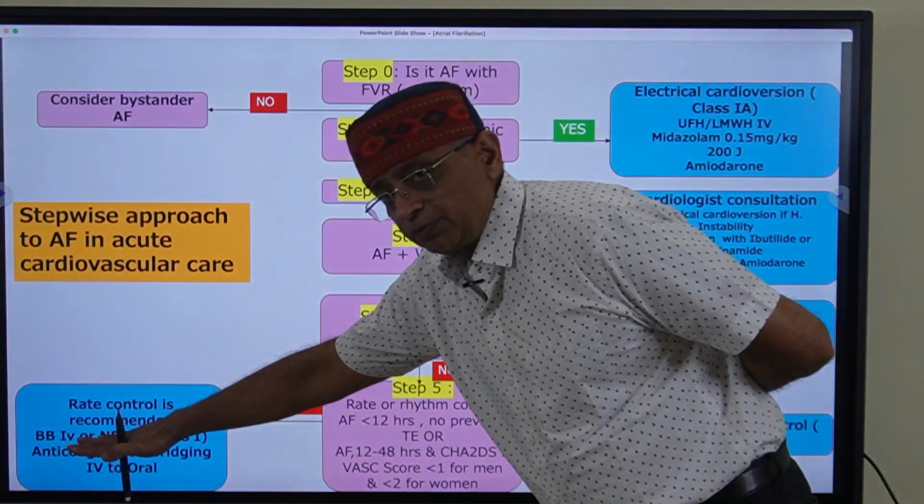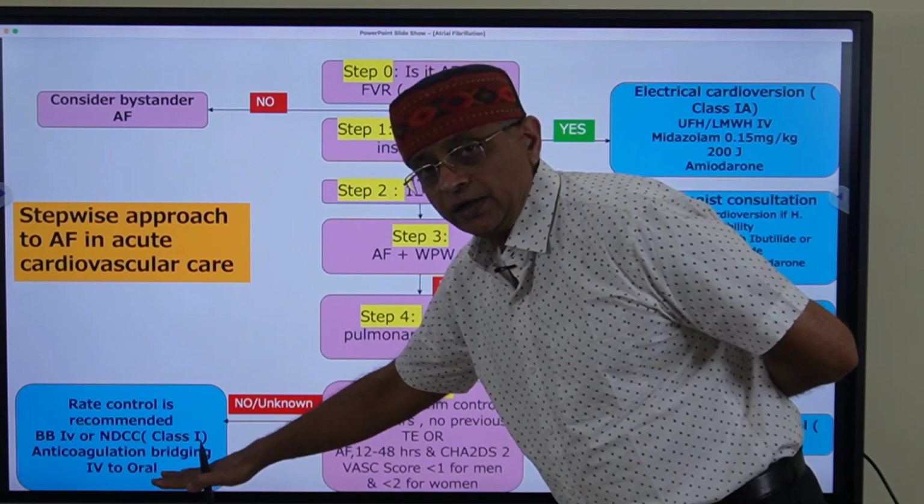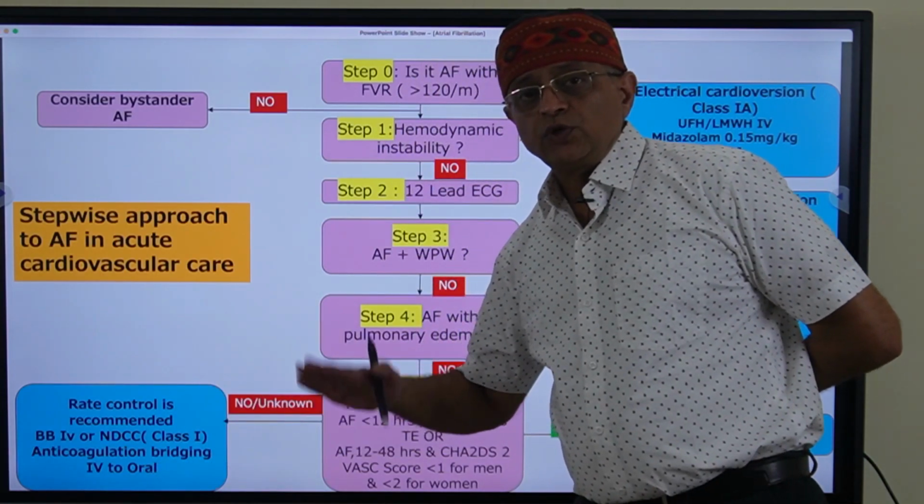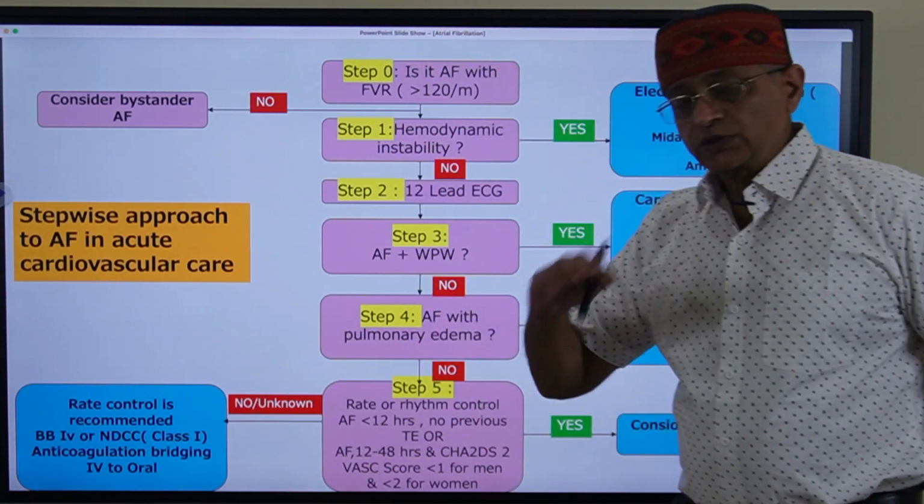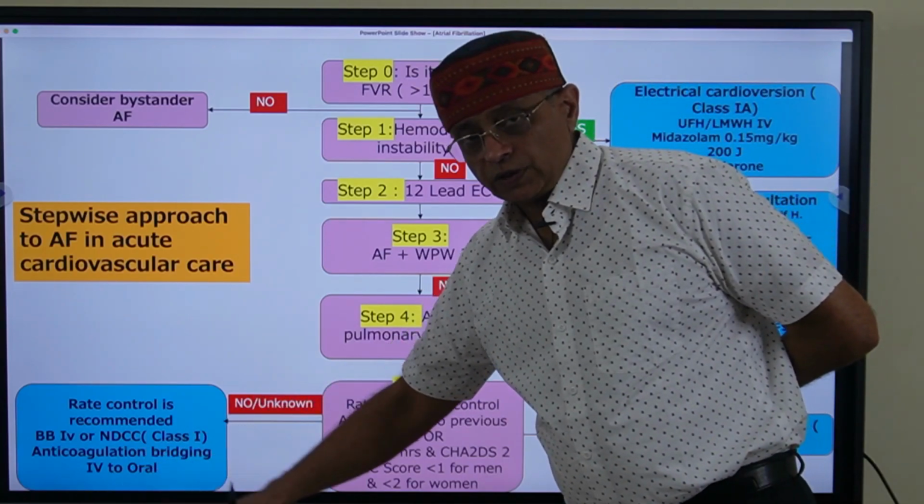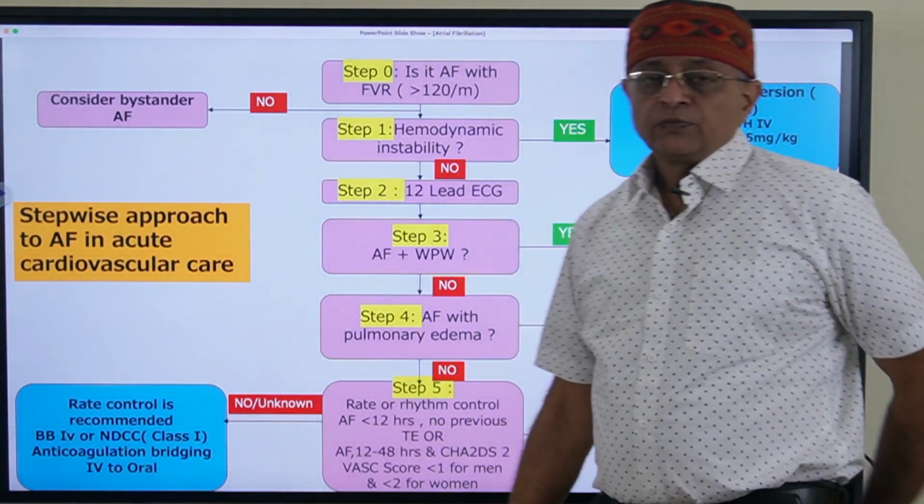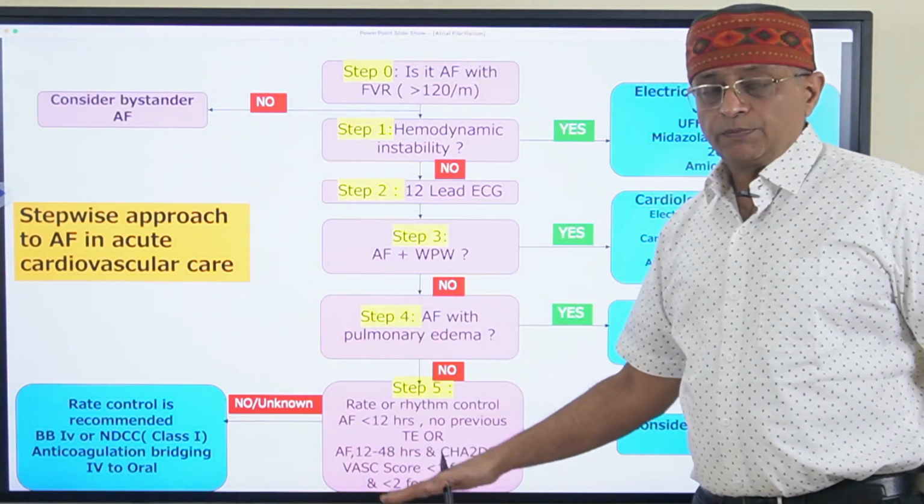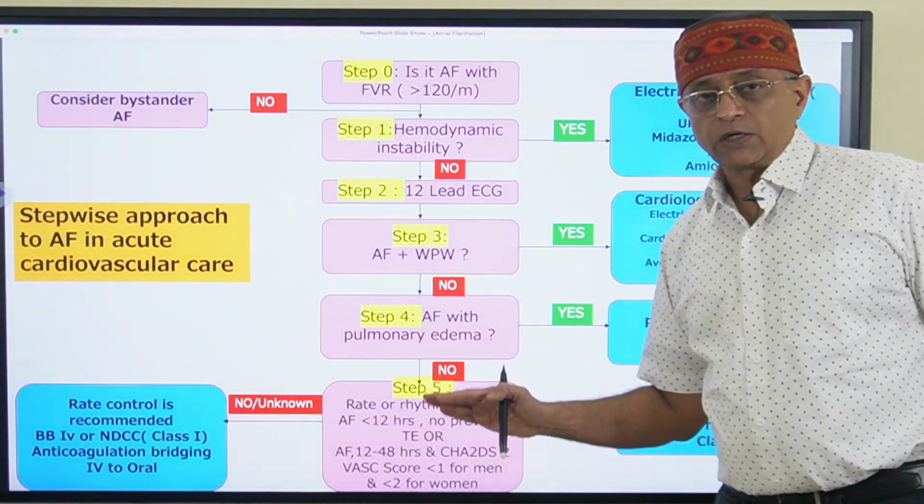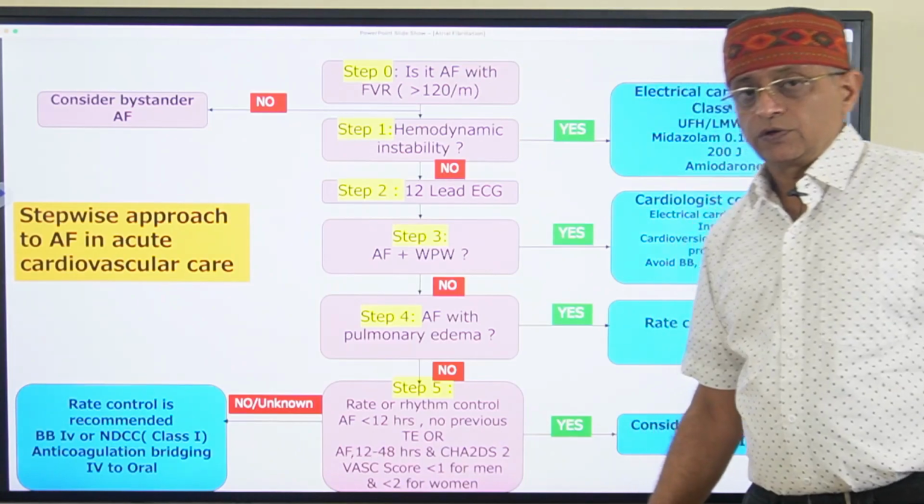You can use beta blockers or calcium channel blockers and anticoagulation, IV to oral bridging therapy. We have discussed IV to oral bridging therapy in our last lecture. So this is how we treat a patient who comes to our emergency department with AF and fast ventricular rate.